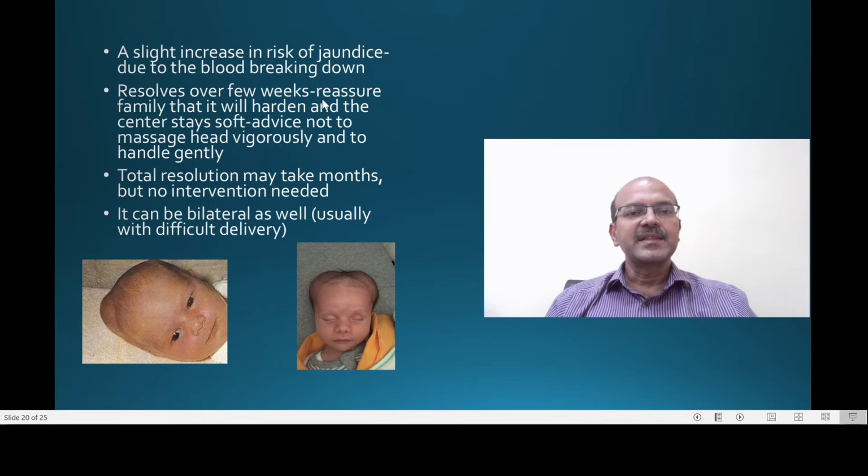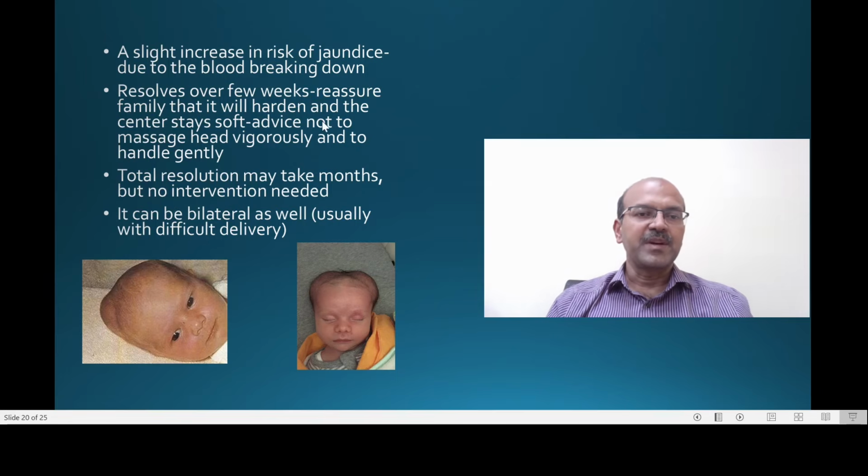There is a slight increase in the risk of jaundice due to the blood breaking down, and this is how the cephalhematoma looks normally. And when you squeeze on it, fluctuation is positive. That means if you press on one side, it conducts to the other side, and it also has a ping pong like feeling. It resolves over a few weeks, and it doesn't cause any serious blood loss in the baby.